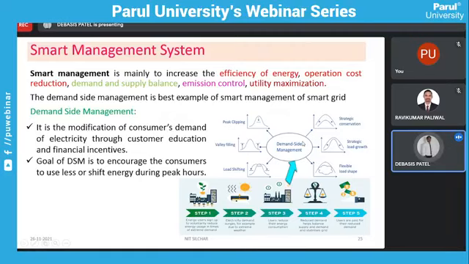Demand side management means what will happen? Continuously our load demand is increasing and decreasing, so we have to manage our load. Load shifting is what? Whenever we have peak load, we have to distribute this peak load to the time of day when we are using less load, and there we shift our load. So this is called load shifting. Valley filling means whenever we are using less, we can increase our load. Peak clipping means we reduce the peak load.